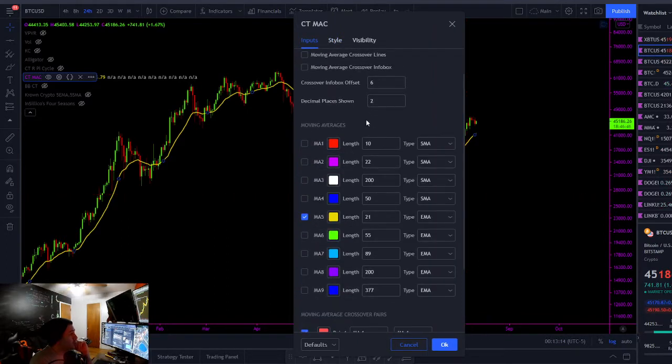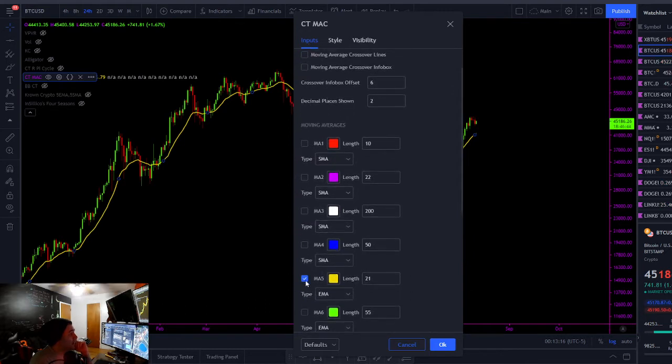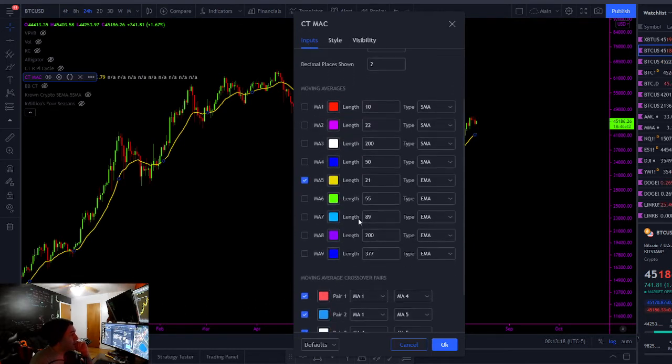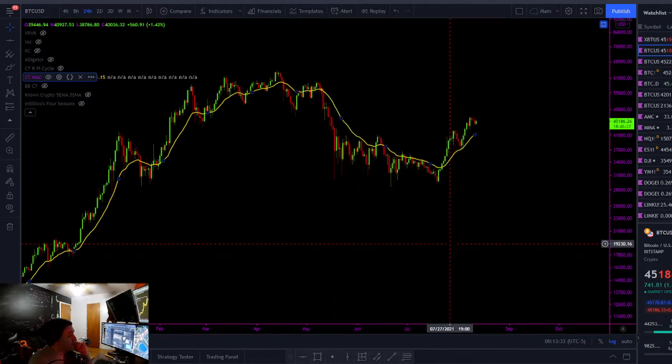I'm a visual creature. You come to inputs and then turn off all your other moving averages. Type in 21 for the length for EMA 5. Make sure it's set to EMA because you can change between SMA and EMA. Type in 21, make it yellow, make sure it's EMA, and you got yourself a 21 exponential moving average.